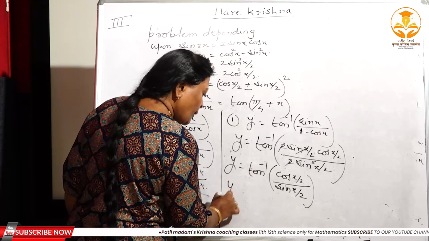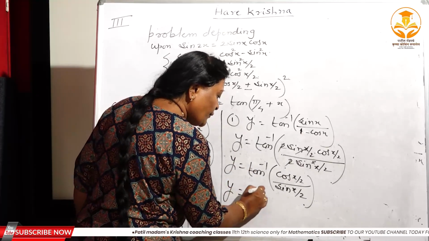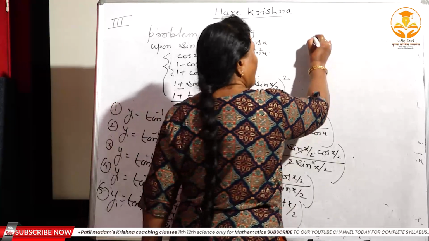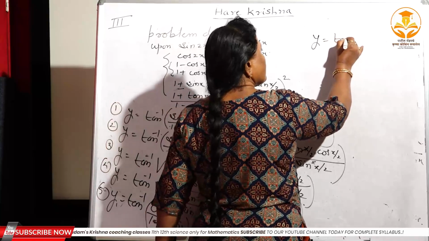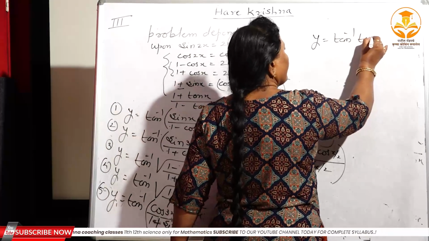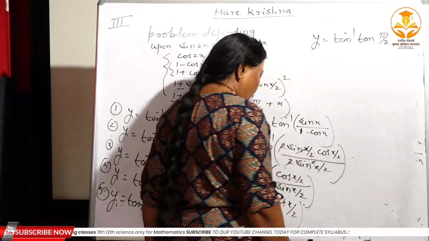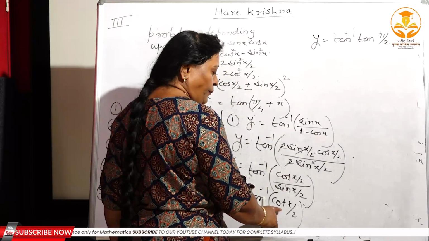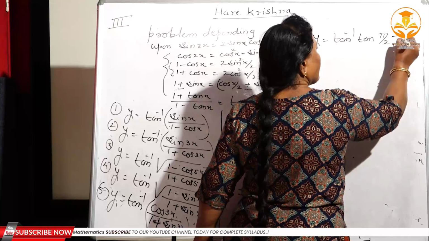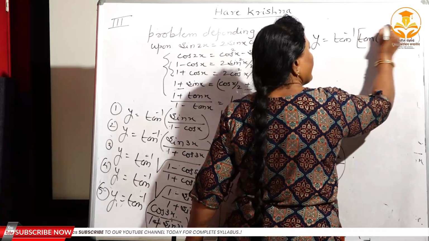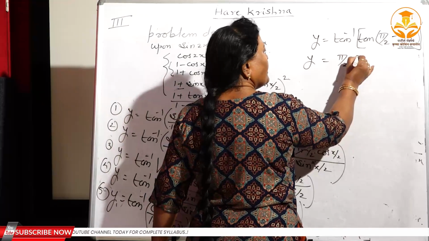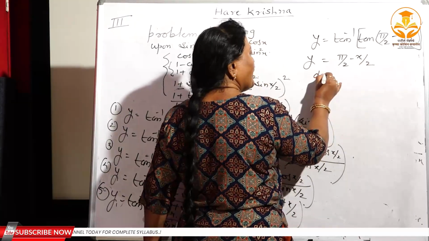Therefore see what you have to do. This is tan inverse of cot x by 2, and cot x by 2 you can convert in the form of tan of pi by 2 minus x by 2. Right? Therefore here again tan inverse tan get cancelled, leaving pi by 2 minus x by 2, and dy by dx.